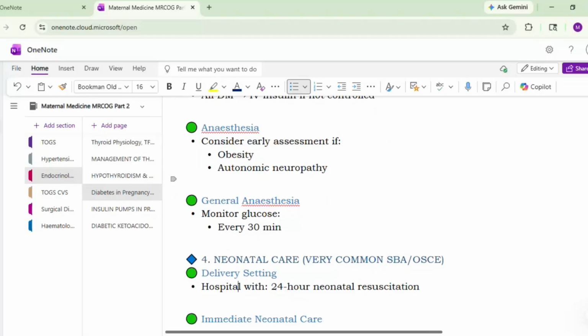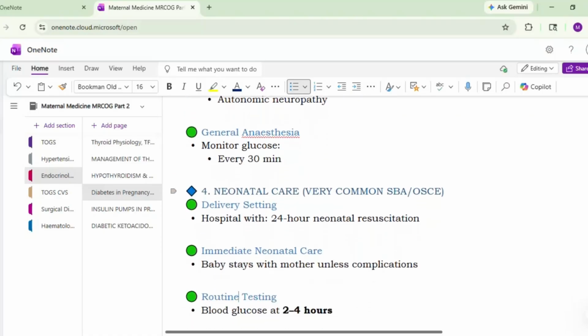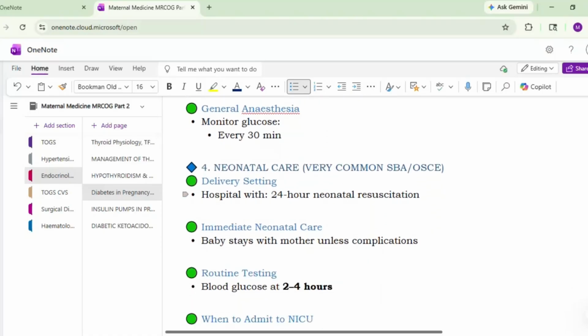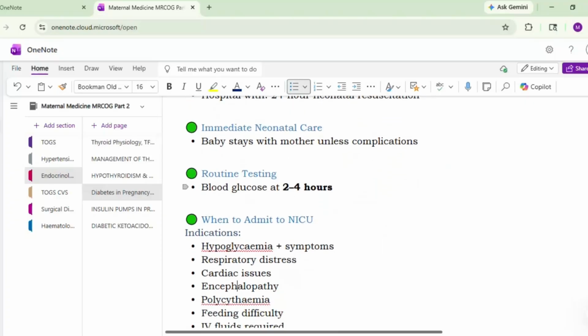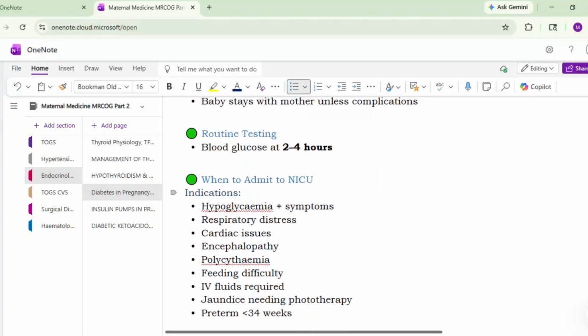So labor monitoring every 1 hour. Under anesthesia, every 30 minutes we have to monitor. Okay. Then coming to the neonatal care, the patient should be delivered in a facility where 24-hour neonatal resuscitation facilities are available. Baby should stay with the mother unless there are complications. Routinely, blood glucose is to be tested at 2 to 4 hours for the baby post delivery.